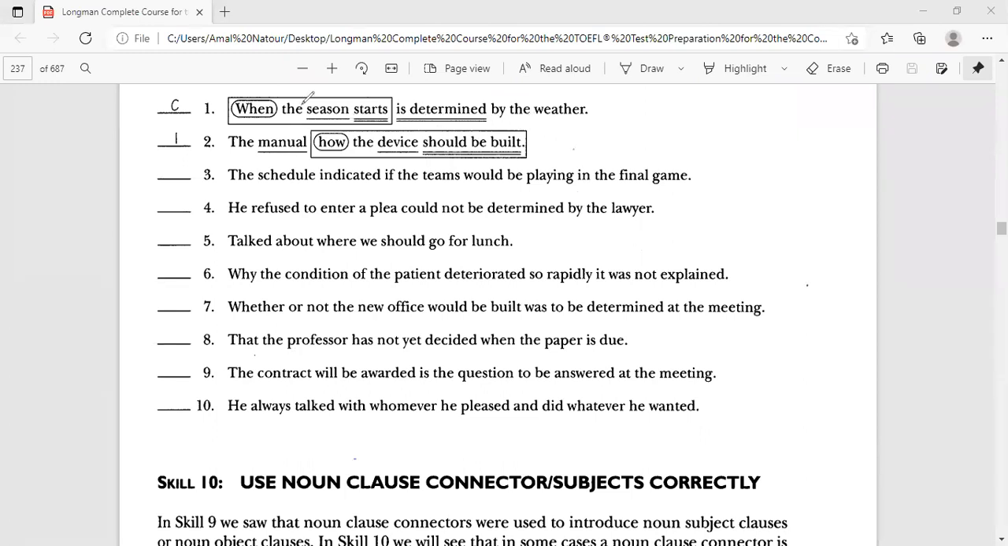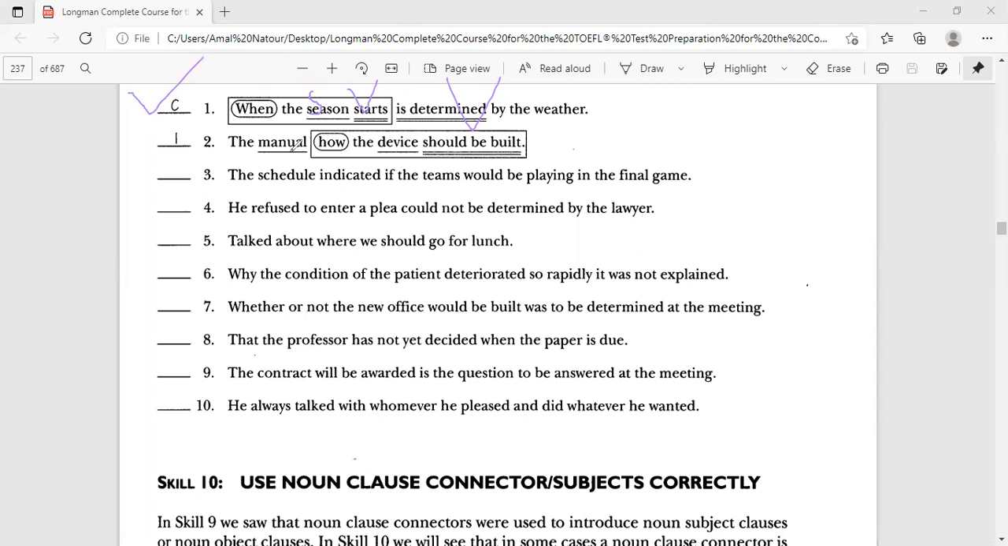بس بقول انه هون هاي أداة الربط، أداة ربط مالها اسمية زي ما حكيت. بيدخلوا على الجملة الاسمية أو بيلعبوا لي هم دور الاسم المجرور أو المفعول به أو بيلعبوا لي دور الفاعل مع الكلوز تاعهم. إذا بقول is determined, this is a verb. The season starts, this is subject and this is a verb. وكل هاي the first clause with the connector plays the role of the subject for the verb is determined. Then this is correct. The second question, the manual how the device should be built.